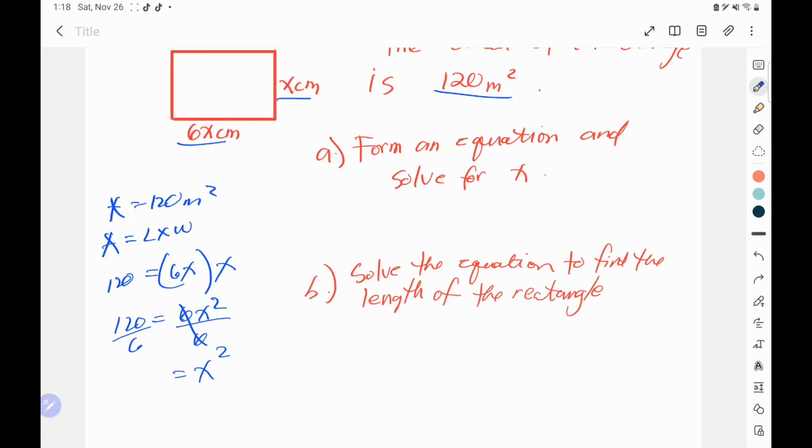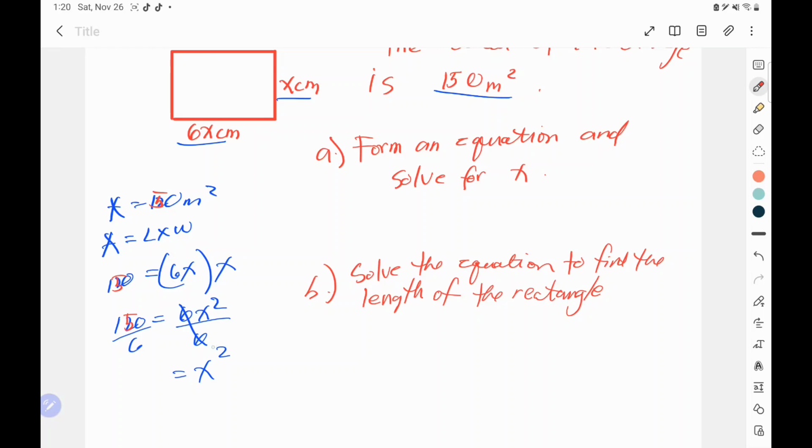Okay, I changed the area into 150 to make it easier. Alright, now let's try. Area is equal to 150, and 150 is equal to 6x times x. That would equal 6x squared.